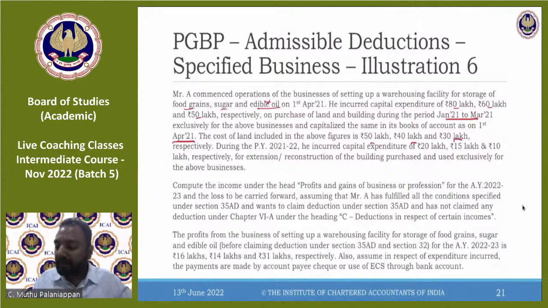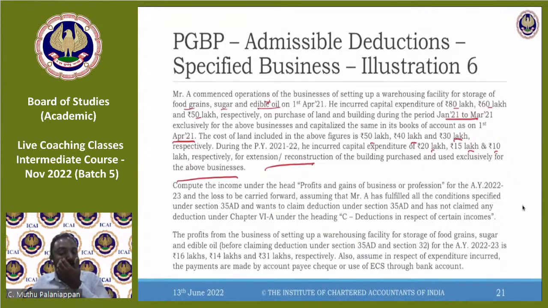During the previous year 21-22, he incurred capital expenditure of 20, 15, 10. That is current year expenditure. 20, 15, 10 for extension or reconstruction of building purchased and used exclusively for the above business. So there is further expansion. So 20 lakh, 15 lakhs and 10 lakhs for 3 businesses. Compute the income for these 3 businesses. So we need to understand which is eligible and which is not eligible. Correct? Out of these 3 businesses, what is eligible and what is not eligible?